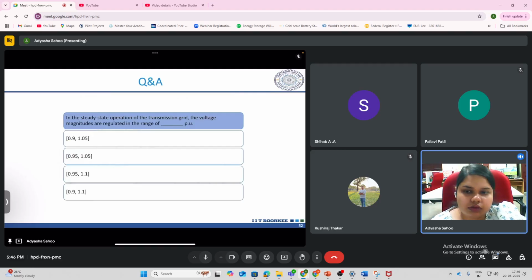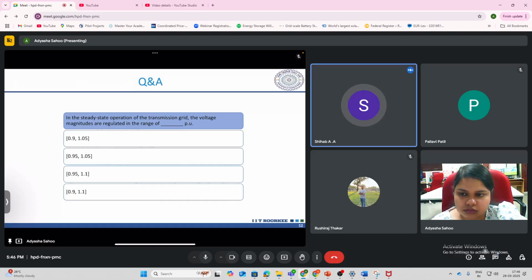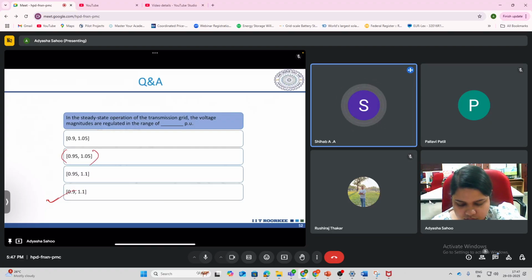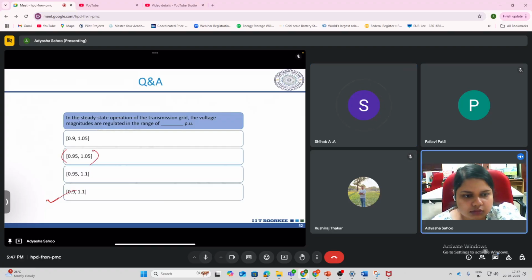So what is the range of voltage in the transmission grid for steady state operation? No, actually, we allow between 0.9 to 1.1. This is a very strict range, so this is allowed.